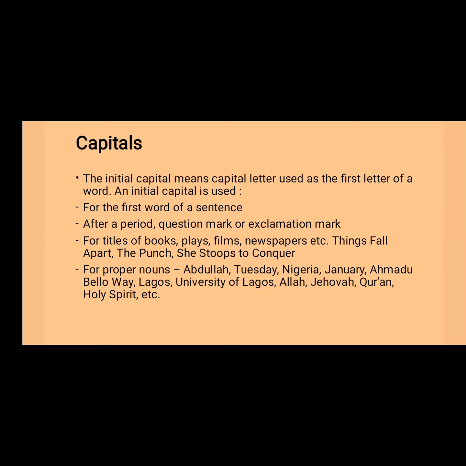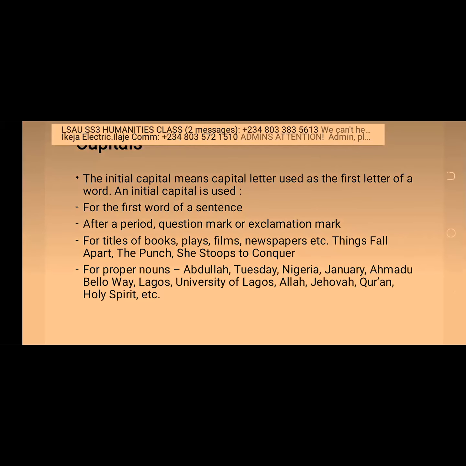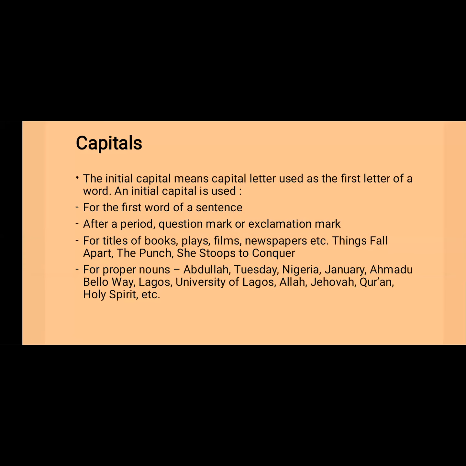January is the name of a month. Ramadan is the name of a month. So by the time you want to write this, they must begin with a capital letter. Ahmadu Bello Way is the name of a street or a road. So Ahmadu Bello Way, Ahmadu, a capital A, Bello, capital B, Way, capital W. Oshodi Apapa Expressway, Oshodi capital O, Apapa capital A, Expressway, capital E. So Palm Avenue, Mushin, capital P, capital A is the name of a street. So it is important. Downing Street, capital D, capital S.